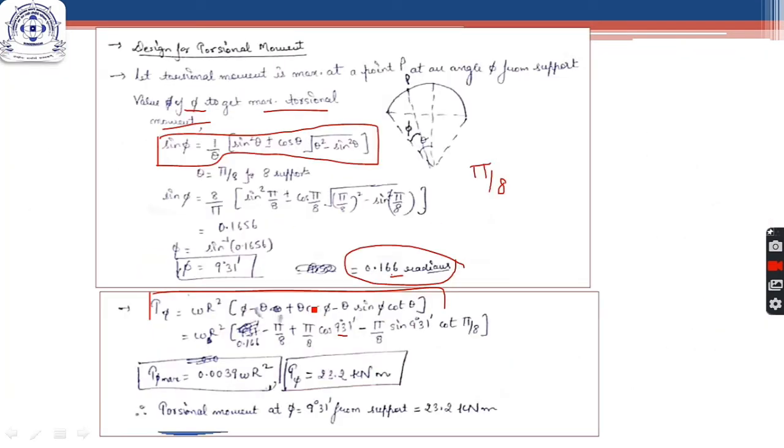So one method is that you remember this expression directly for different values of theta or different numbers of supports, and the actual way is this. Now we are getting this value as 23.2 kilonewton meter. So the torsional moment at phi equal to 9 degree 30 minutes from the support is coming out to be this.